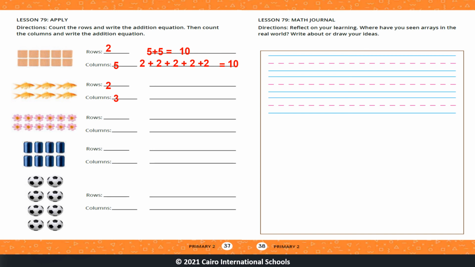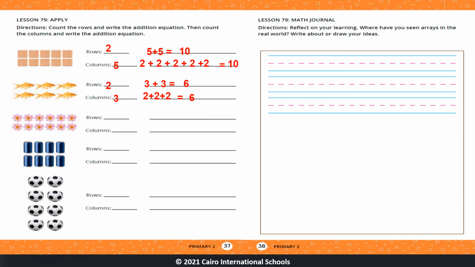The addition equation for rows, we have 2 rows. Each row has 3 fish. So we will write 3 plus 3, 2 times, equals 6. And we have 3 columns. Each column has 2 fish. So we will write 2 plus 2 plus 2 equals 6 also.